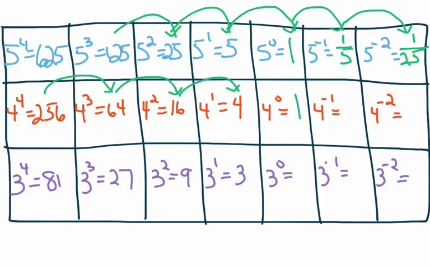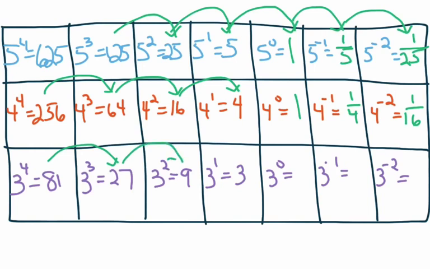And if we keep going with that pattern, 1 divided by 4 gives us 1/4. And 1/4 divided by 4 gives us 1 over 16. All right, and finally for the bottom row, we have 3 to the 4th equals 81. Dividing by 3 is our pattern now. So 81 divided by 3 will get us to 27.